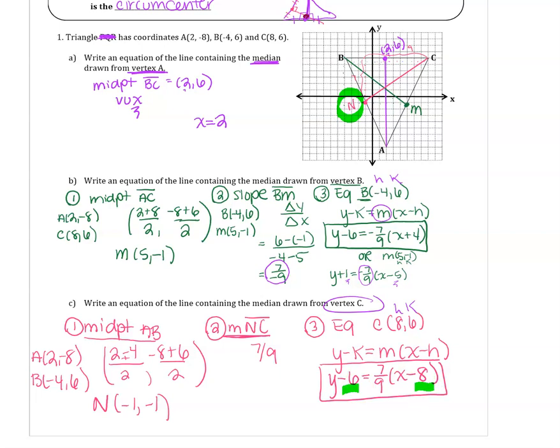So just so that you're aware, I'll write that second option, where your point N was the coordinate -1, -1, so that's y plus 1 equals 7/9 x plus 1. But like I said, I try to use the point that they actually had here, because if I accidentally got this point wrong or something, I'm at least going through point C. So just something to think about.